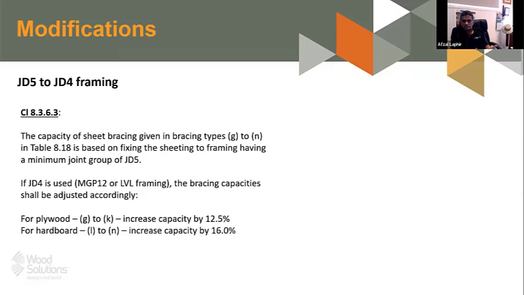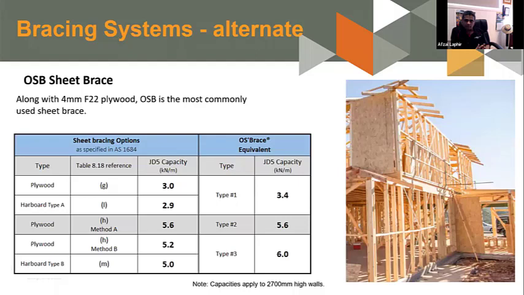Okay, now we look at alternate bracing systems. The first cab off the rank is the OSB brace. Along with 4 millimeter F22 plywood, OSB dominates the sheet brace market. This product has been in Australia for well over a decade and is very well accepted by builders.